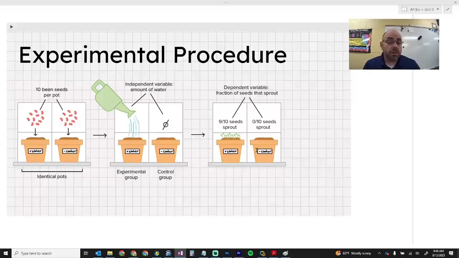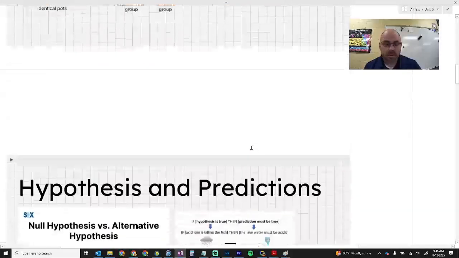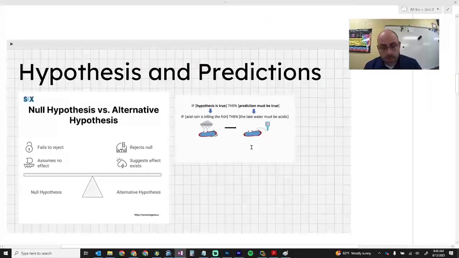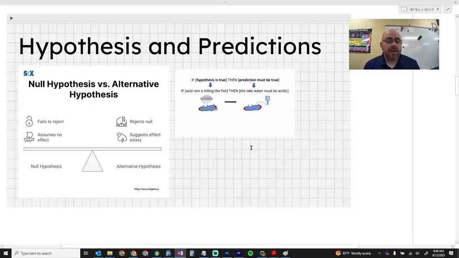Sometimes you will be asked to evaluate an experiment, whether or not it is testable or whether or not it is valid, and that is a proper thing. Can you test this experiment? Are you able to do that? And so with that comes this idea of hypotheses.